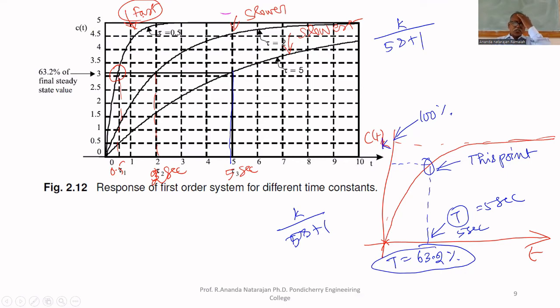For this one the time constant is 2, and for this one the time constant is 5. As the time constant increases, the system becomes slow. By looking at the transfer function of a first order system, we can say how the system behaves. If the time constant is large, it takes a long time to settle. If the time constant is very small, it quickly settles. Fast system.